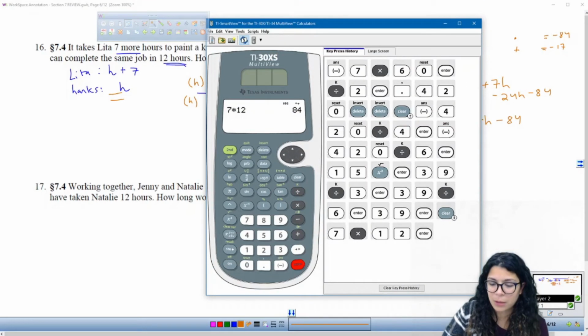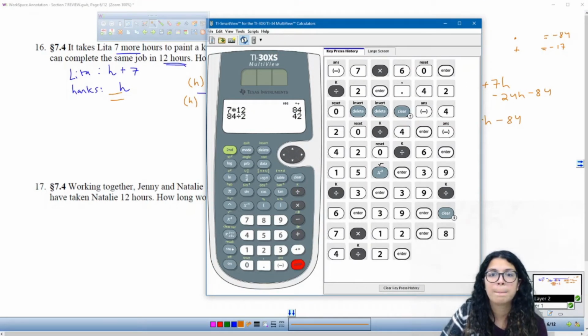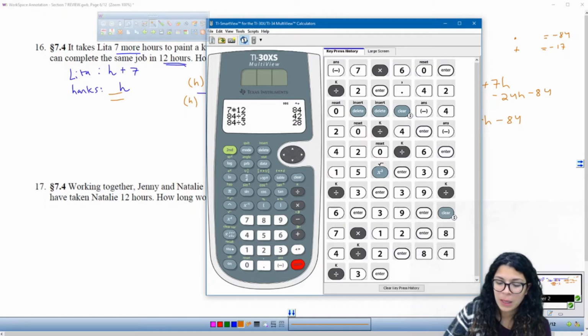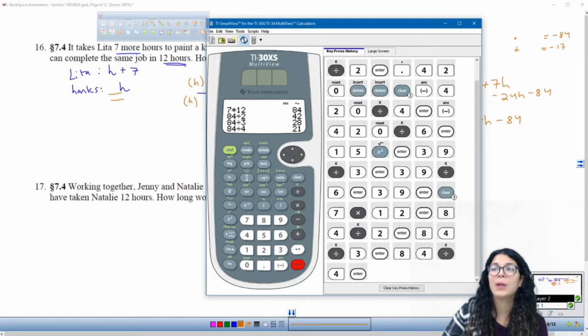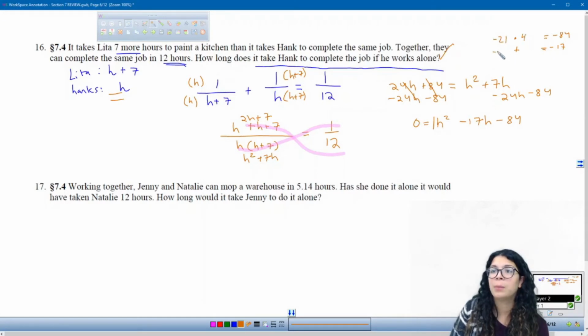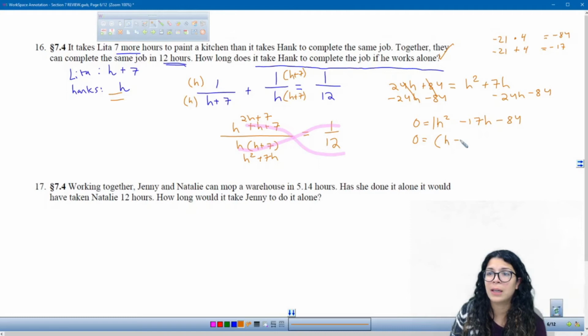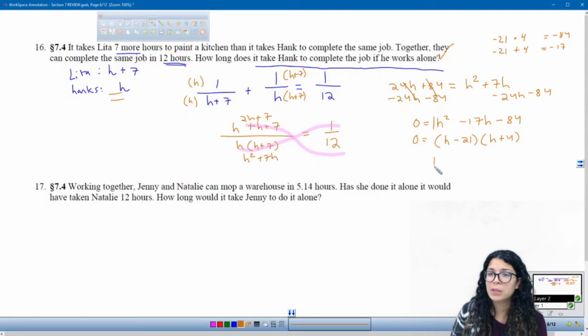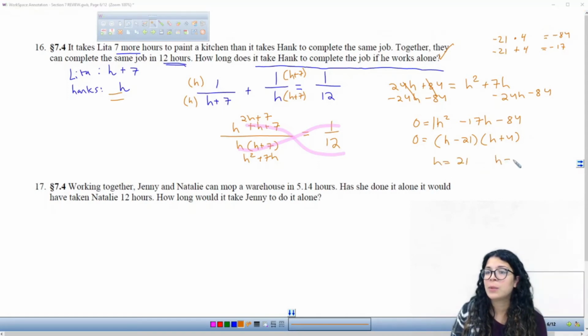Let's test out some things. 84 divided by 2 is 42, so that's not going to work. 84 divided by 3 is 28, that's not going to work. 84 divided by 4 is 21. Yes, that works. So we want to add to a negative, so we want the 21 to be negative and the 4 to be positive. Negative 21 plus 4 will be negative 17. Since the coefficient is 1, this is easy factoring. This will factor into H minus 21 times H plus 4. So we get two solutions, H equals 21 and H equals negative 4.